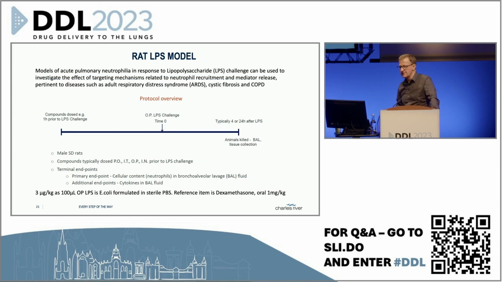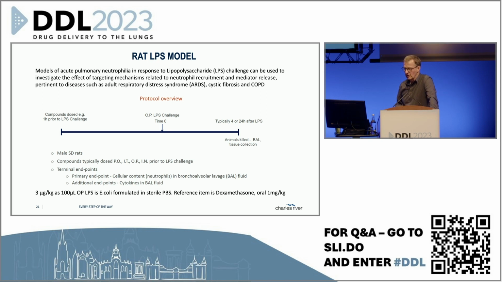In terms of the LPS model, so models of acute pulmonary neutrophilia in response to lipopolysaccharides can be used to investigate the effect of targeting mechanisms related to neutrophil recruitment. And this is pertinent to diseases such as cystic fibrosis and COPD.